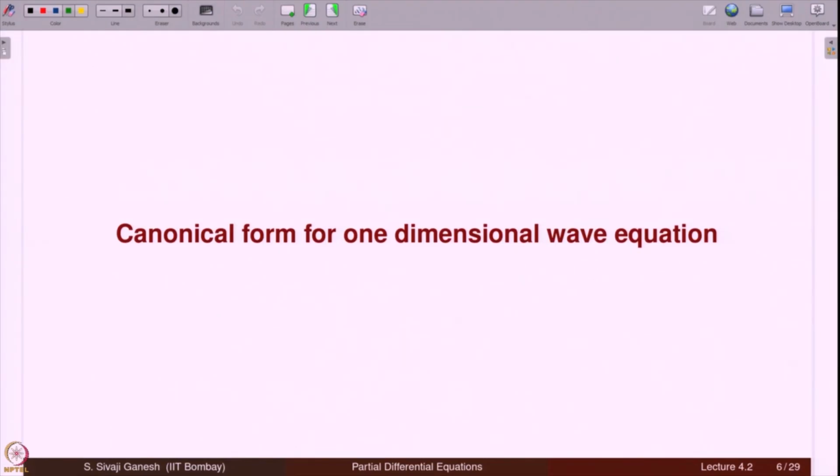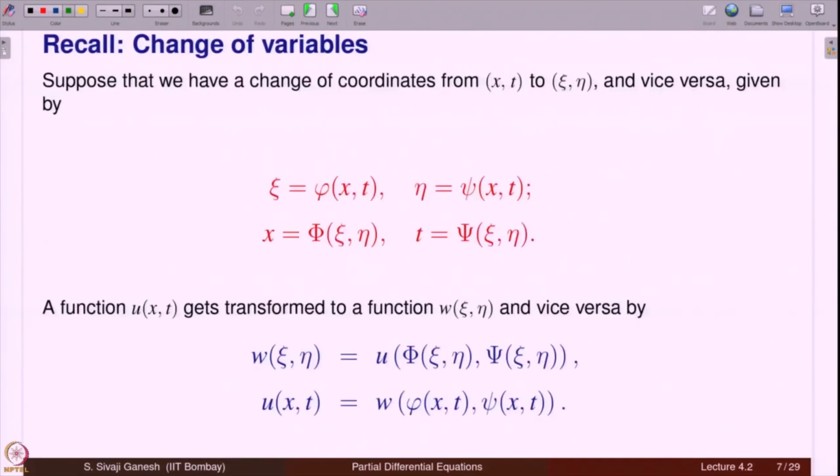So, the first point is to reduce our wave equation to canonical form. Recall the change of variables. Suppose that we have a change of coordinates from (x,t) to (xi, eta) and vice versa, given by xi equal to phi(x,t), eta equal to psi(x,t), and x equal to capital Phi of (xi, eta), t equal to capital Psi of (xi, eta). A function u gets transformed into a function w in terms of xi, eta using these relations and vice versa. So, we are going to find an equation satisfied by w, solve it and get u using w, that is the strategy.